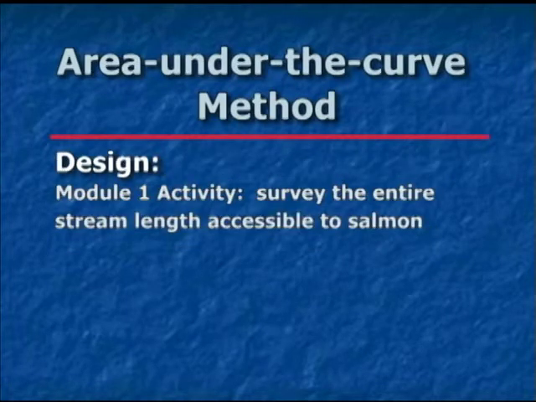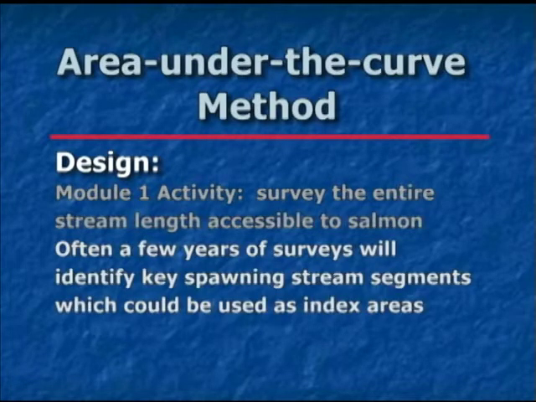Generally, when designing a program, it's helpful to start with the Module 1 activities, and that's to do a survey of the entire stream length that's accessible to salmon to map out the habitats. And often, over a few years of conducting these surveys over the complete area, we'll be able to identify the stream segments which are regularly used for spawning, and then these can serve as index areas for doing our counts.